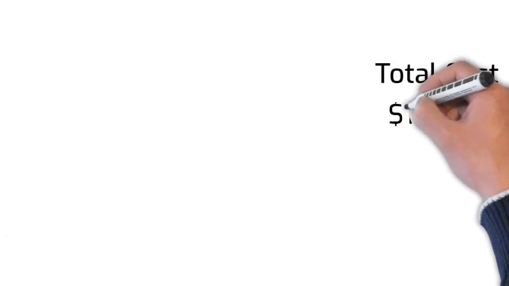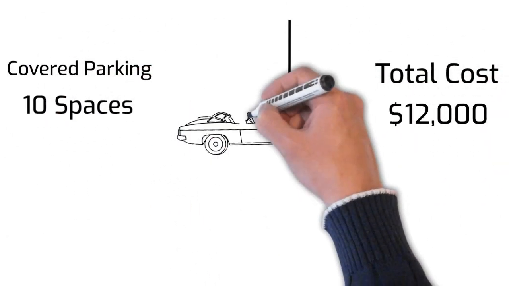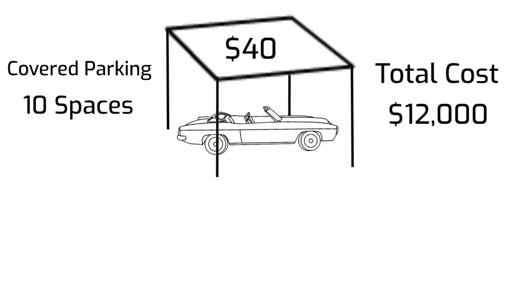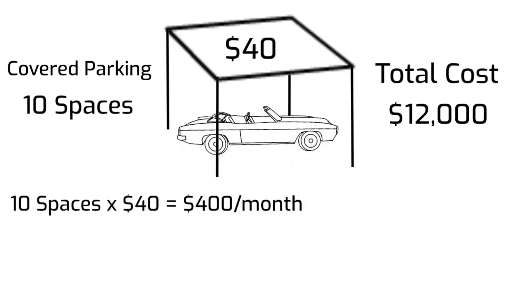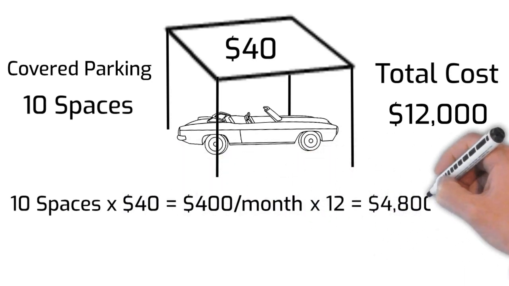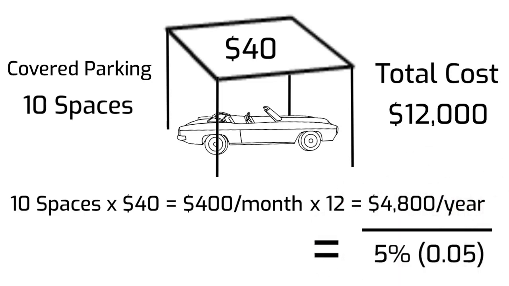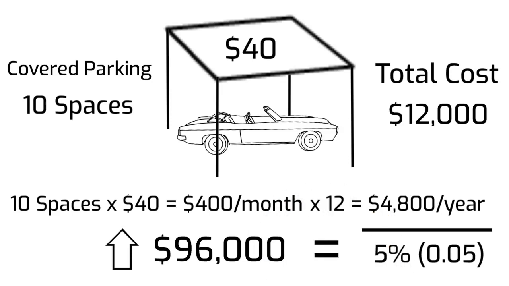Let's look at another example. Say we paid $12,000 to add 10 covered parking spaces that can rent for $40 a month per space. If we were able to rent all the spaces, that's $400 per month or $4,800 per year increase in revenue. That doesn't sound like much, but at a 5% cap rate, it increases the value by $96,000.